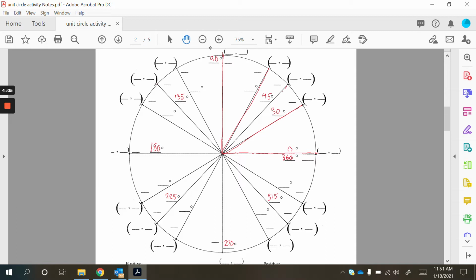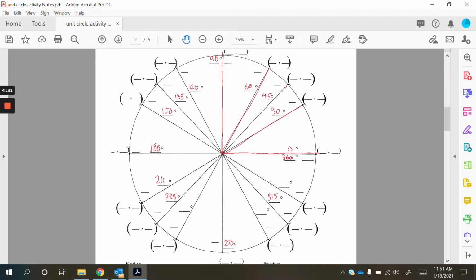So this line right here is 30. So the next line is just 30 more than that, 60. Next line was 30 more than that, which would be 90. 90 plus another 30 is 120. Then 120 plus another 30 degrees is 150. Plus another 30 degrees is the 180 we already know.